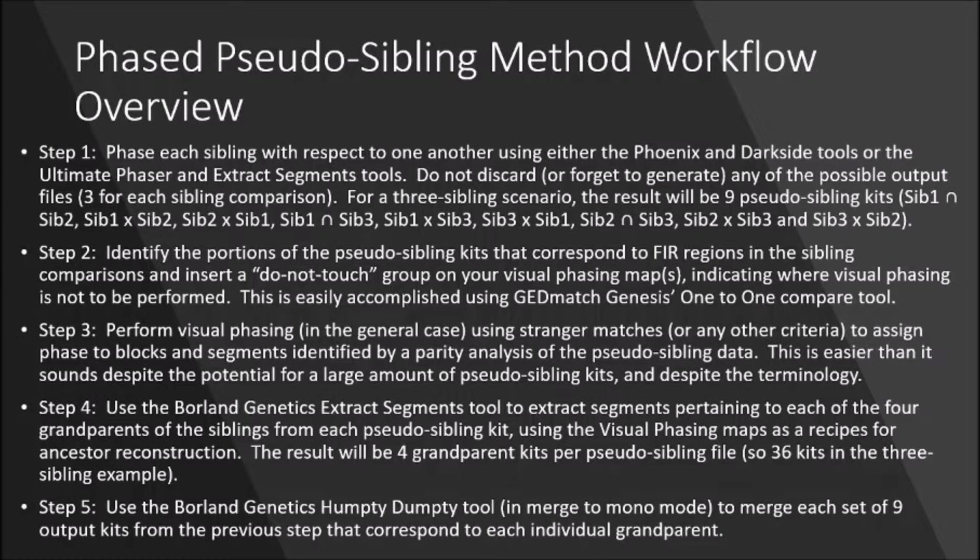Okay, then step 3, we're going to perform our visual phasing in DNA Painter, and we're going to use stranger matches, lists of stranger matches to the 9 pseudo-siblings that we generate in GEDmatch. And we're going to use them to assign phase to the blocks and segments identified from the pseudo-sibling data. And it's easier than it sounds. There's a lot of big terminology in there. And again, we're going to walk through it step by step.